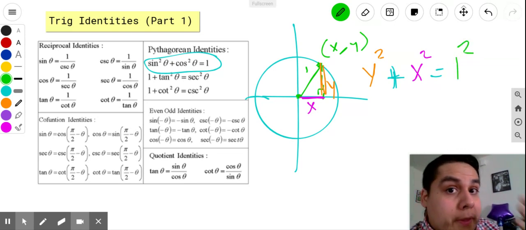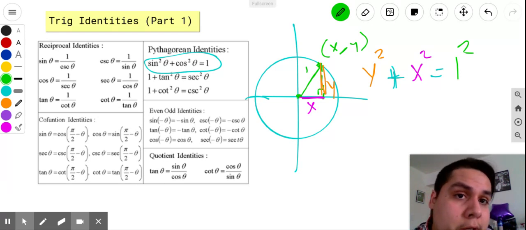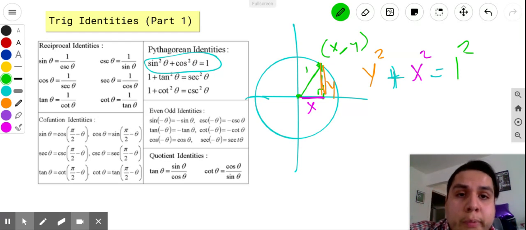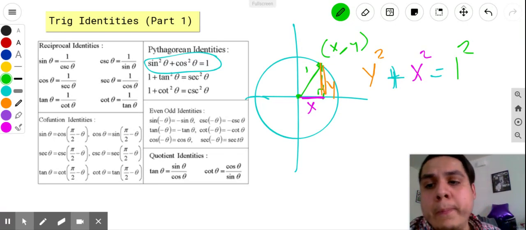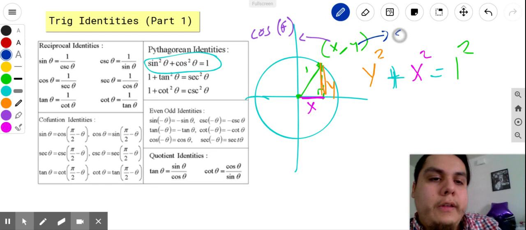right? There's the Pythagorean part, because that's the Pythagorean identity. I'm taking the legs of my right triangle, I square them, and I add them, and that should equal the hypotenuse squared. However, when we talk about the unit circle, we don't typically use x and y's. We talk about sine and cosine. So x is cosine of theta, and y is sine of theta.